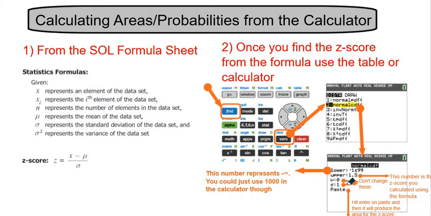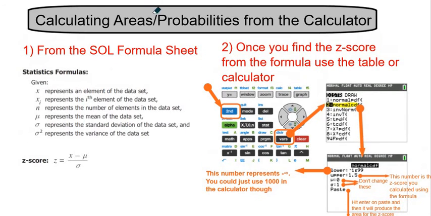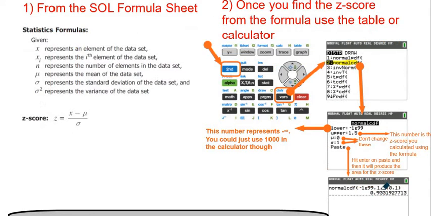I wouldn't change these at this point in your understanding of how this works. Maybe later in a more advanced statistics class, you would change those. You hit paste and hit enter, and it will bring up this, and you hit enter one more time, and it will find that number, which represents the area or the probability found in the chart.